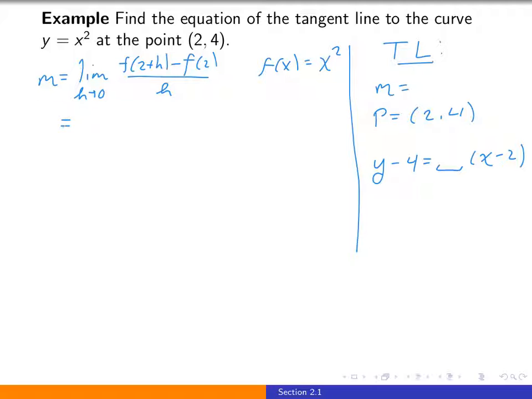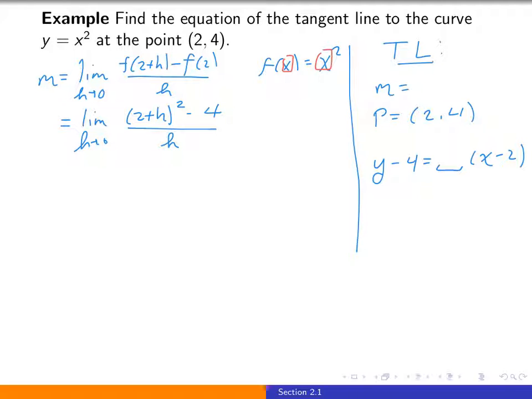So the first thing to do is, since we've written out this slope in terms of a limit of these functions f, we need to do the function evaluations. I think the easiest way to think of this function evaluation is whatever goes in the box on the left goes in the box on the right. So f of 2 plus h, we're plugging a 2 plus h into that box. So (2 plus h) squared, and f of 2 is 4.